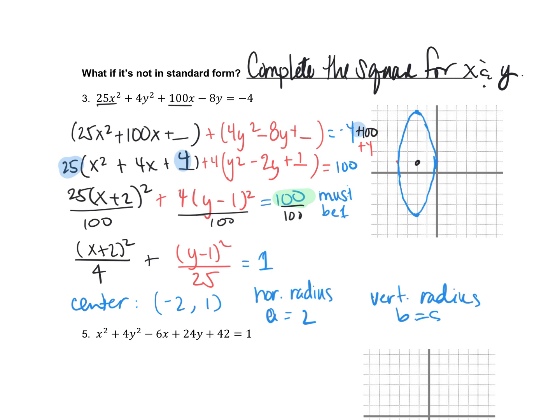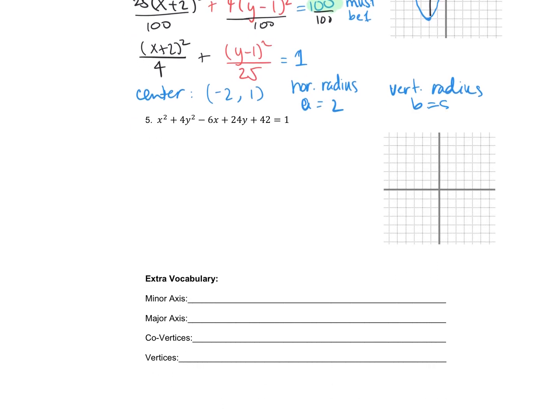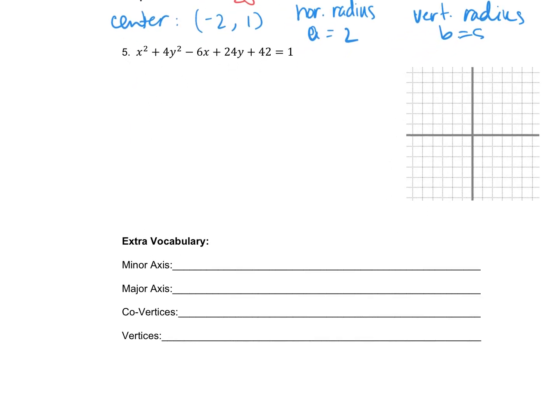So again, if I think about it, remember this is 2, okay? And then this way is actually 5. So it's going to go 5 this way and 2 this way. Okay? So remember that whole length, the horizontal is actually 4, the whole length. Okay, so let's try this next one.